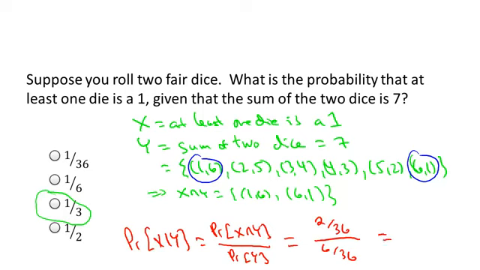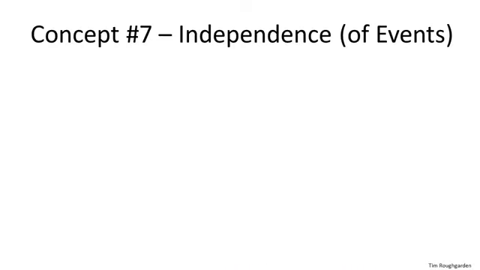So just applying the definition of conditional probability to the correct definition of the two relevant events, we find that indeed 1/3 of the time you have a 1 conditioned on the sum of the two dice being 7. Let's move on to the independence of two events.